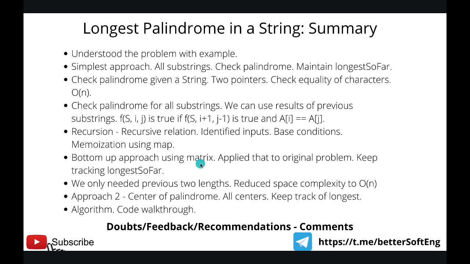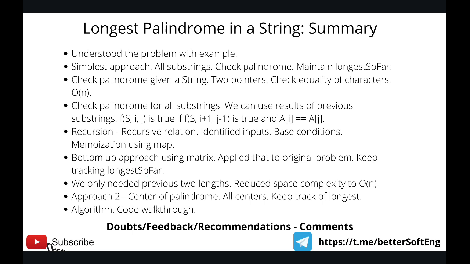This is a very common approach that is used in multiple problems, where we first identify a recursive relation, we identify the inputs, we identify the base conditions, then we do top-down dynamic programming or memoization using a map, and then we go towards bottom-up. Once we had this way of checking palindromes for all substrings of a string, we applied this to our original problem. Here, all we had to do while checking all substrings was keep track of the longest palindrome found so far, and then return that.